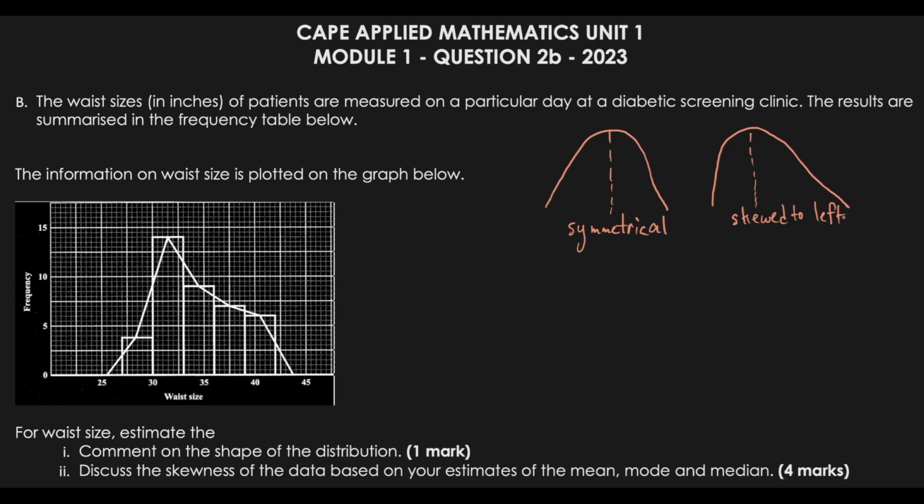What does skewed to the left mean? It looks like most of the data can be found on the left side. And in a case like this, we actually call this positively skewed. Now the other one looks like this. This is negatively skewed, and most of the data can be found on the right.